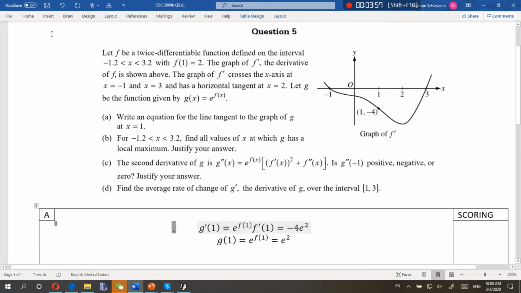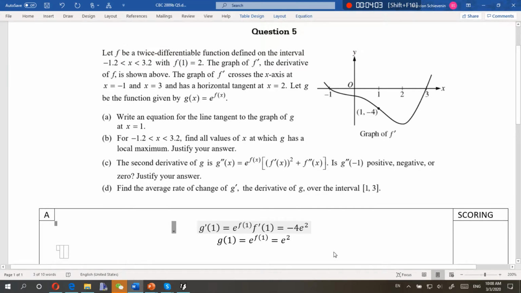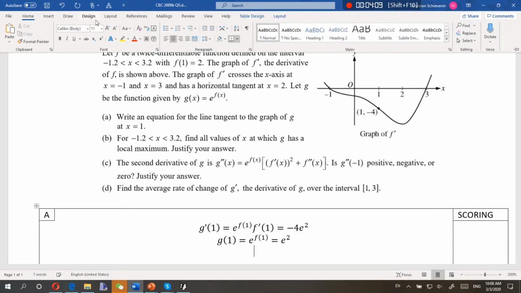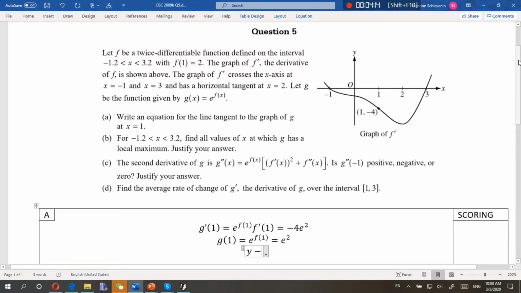Okay, so what's our equation of the tangent line? Y minus e squared is equal to -4 e squared times x minus 1. Awesome.